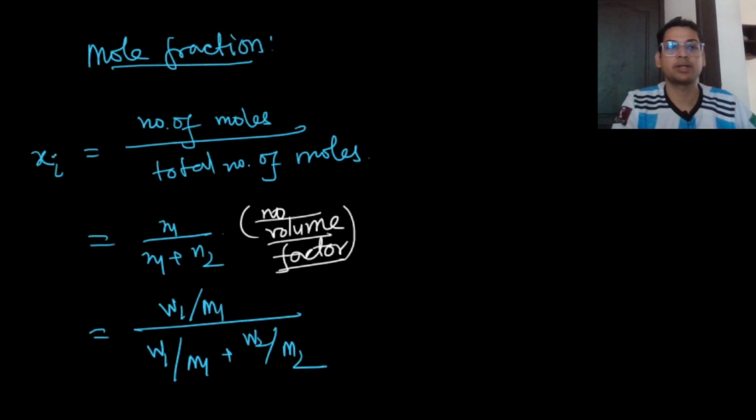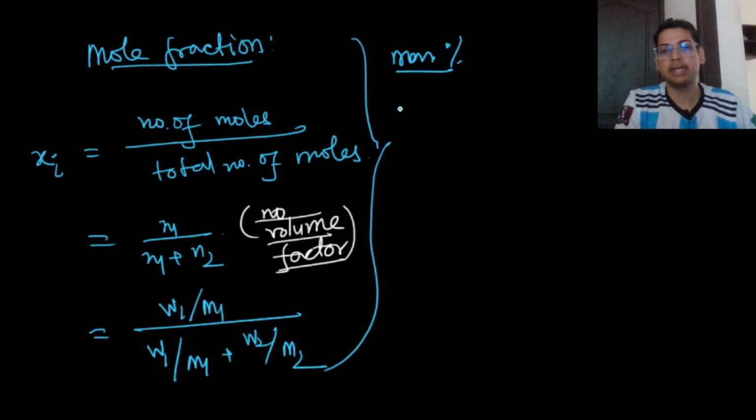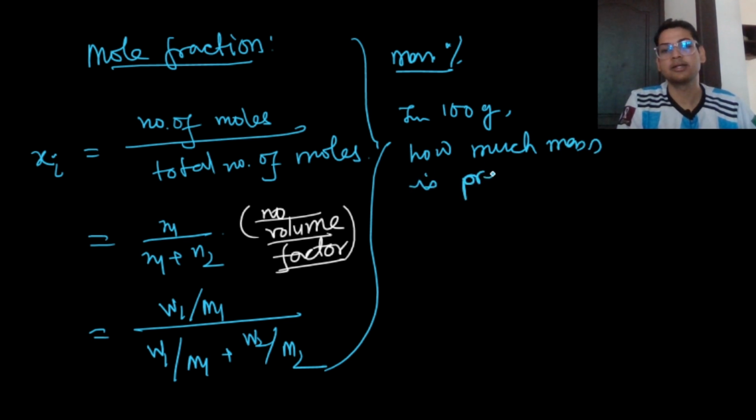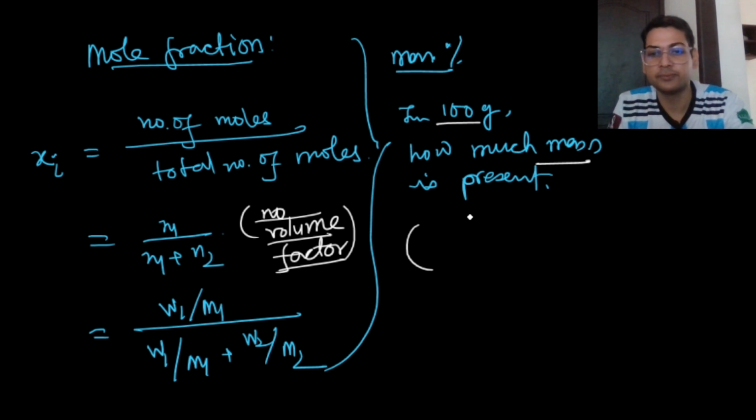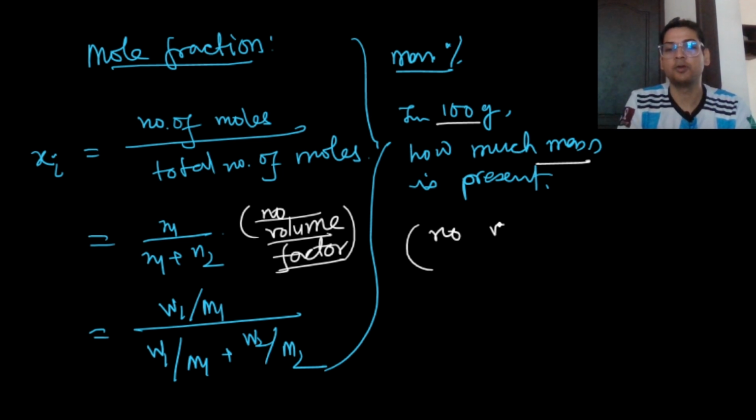Okay, then the next question: mass percentage. What is mass percentage? In 1000 gram, how much mass is present? So you see, again this is mass and mass. There is no volume factor.